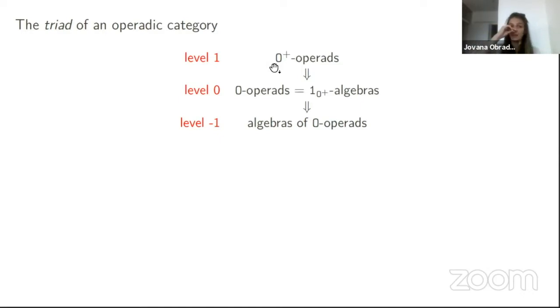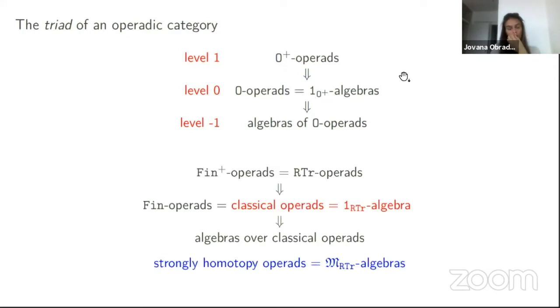And this triad can, in fact, be continued upwards to infinity. And once you have encoded your O-operads as algebras, you get the strongly homotopy version of your O-operads as algebras for the minimal model of this terminal operad here. So a classical example of such a triad is given by the triad of the operadic category Fin of finite sets. So Fin-operads are just ordinary classical operads, and they appear simultaneously as algebras for the terminal operad in the category of rooted trees. And the category of rooted trees is the plus construction of the category Fin.